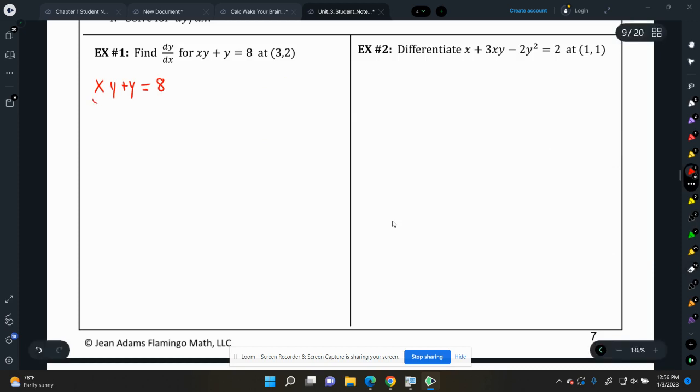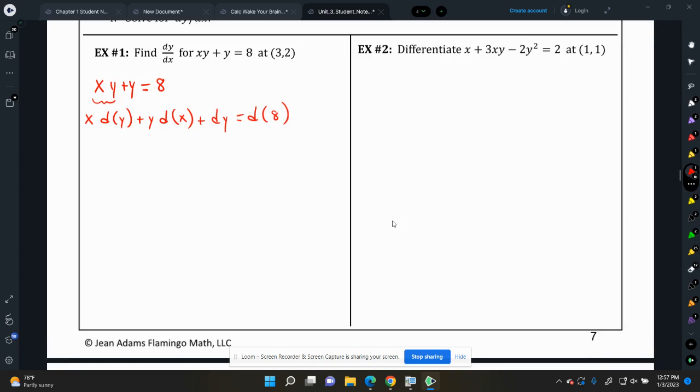So we're going to start with this. This is a product, so we have to do the product rule. So first times the derivative of the second, plus the second times the derivative of the first. Okay, so that's the xy plus derivative of y, so plus dy equals the derivative of 8. I'm just going to write it out like that for now.